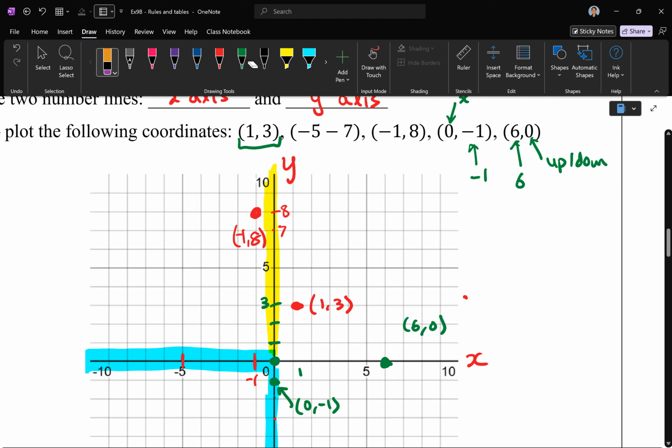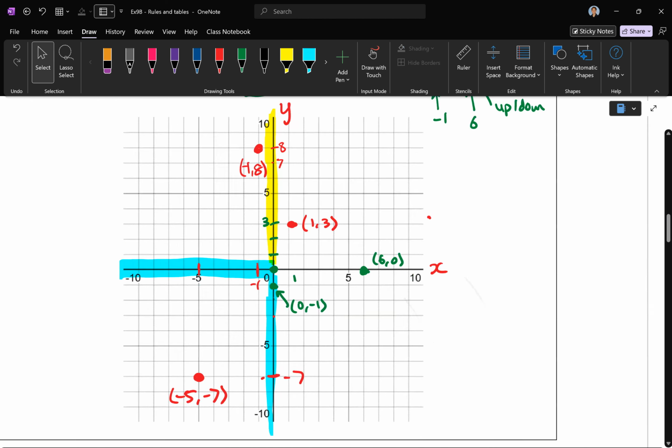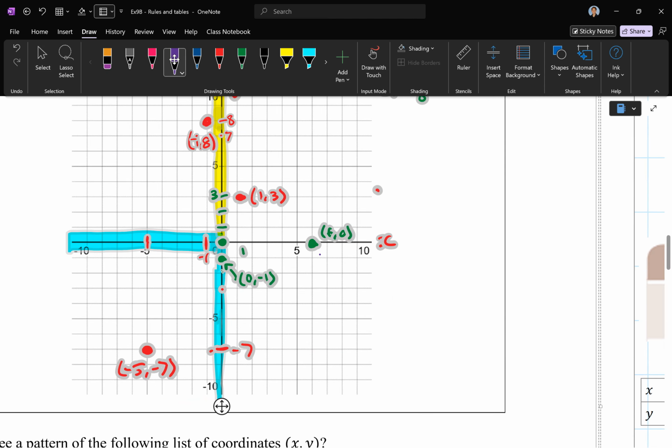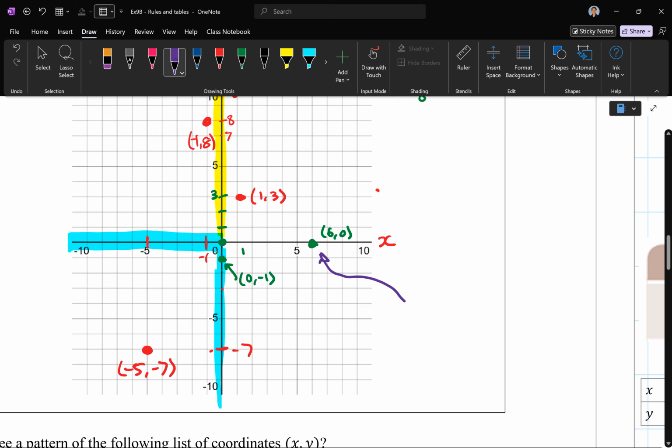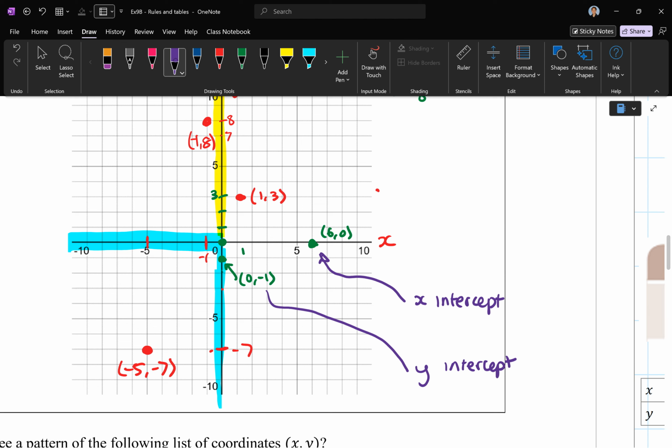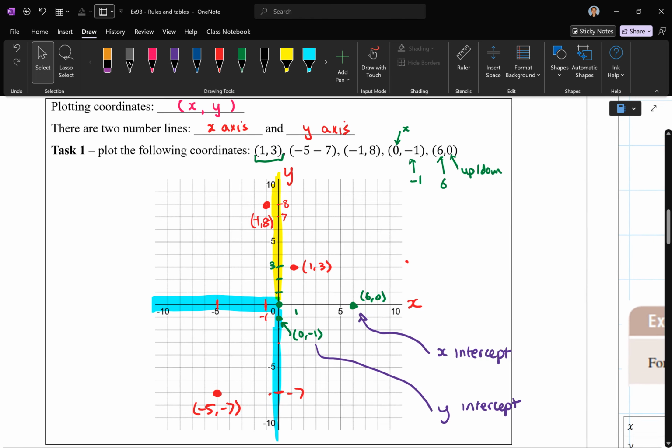Now there's two special names for these two coordinates. One is 6, 0, and the other one is 0, negative 1. I want you to draw an arrow because this will link to next term's notes. This is normally called your x-intercept, so write that in. And this one is called your y-intercept. What we're saying is that if you have a coordinate on the y-axis, we call it the y-intercept. If you have a coordinate on the x-axis, it's called the x-intercept. Okay, so just fill that in. Just some notes to have a language.